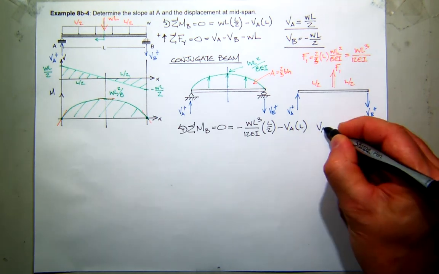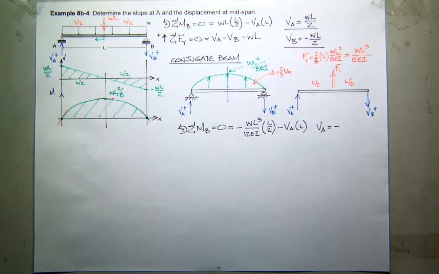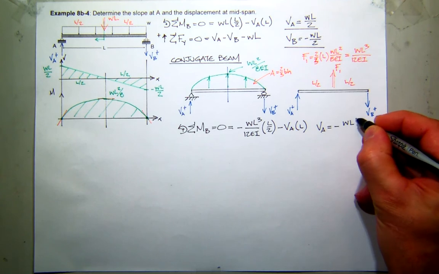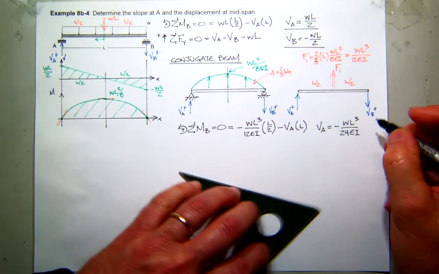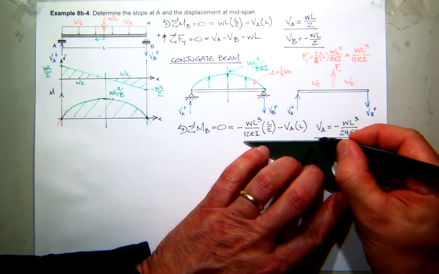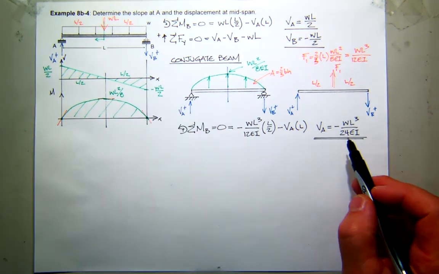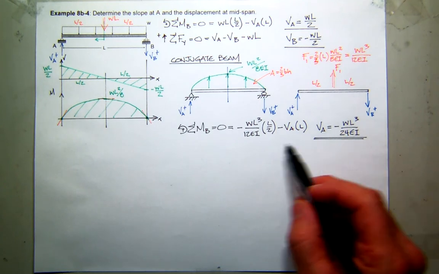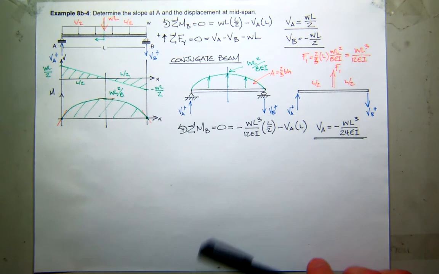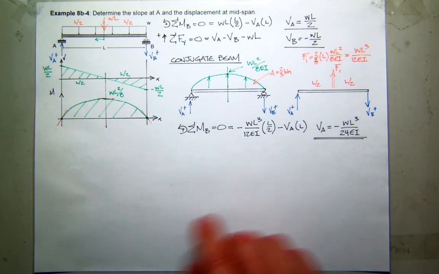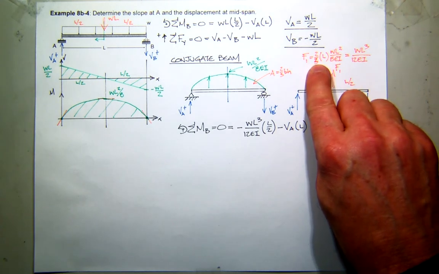So it looks like the shear at A is going to be negative WL cubed over 24EI. Now remember, the shear in the conjugate beam is the slope. So this tells us what the slope is for that beam. So it depends on that F1, is that 2/3? Yeah, that's my 3 got a little wiggly there, but it's 2/3.